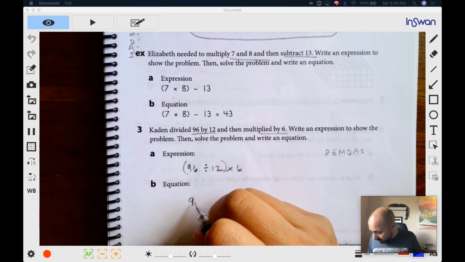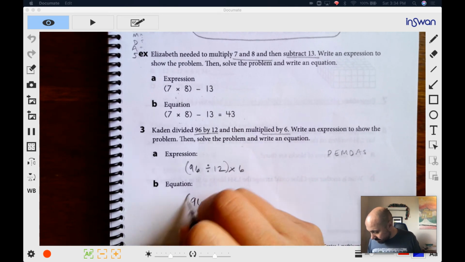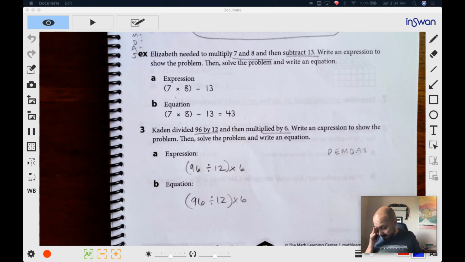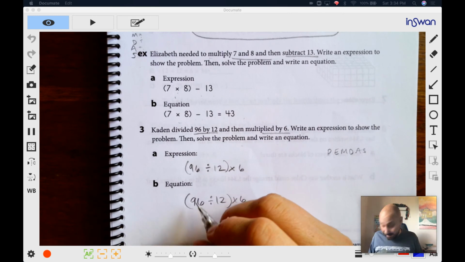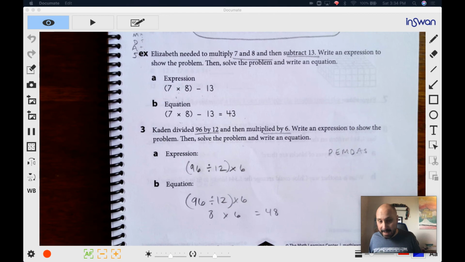So the equation: 96 divided by 12 times 6. 96 divided by 12 is 8, and then 8 times 6 equals 48.